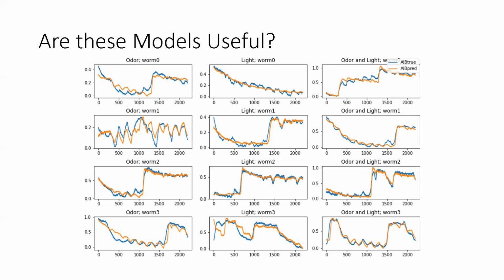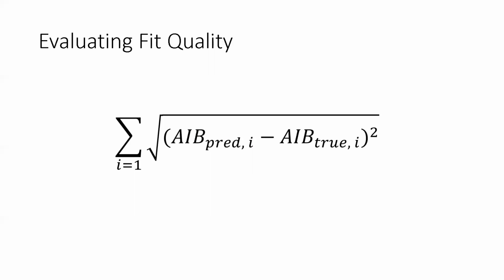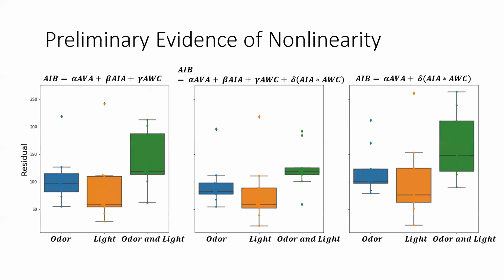These models are useful because we can see that they fit the data when we try to predict an AIB trace from them. And when we evaluate the fit quality, we see that the model with the nonlinear term and the linear terms has less variance in its residuals across all experiments. This tells us that the model is more consistent in how it fits the data.